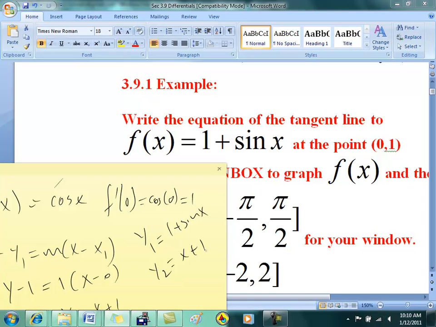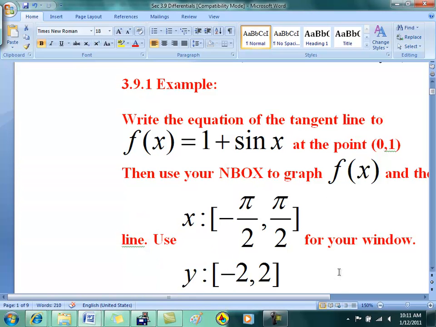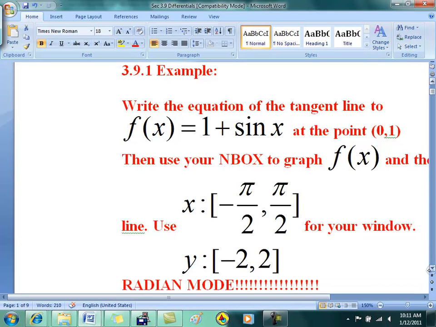Cosine of 0 is 1. The slope is cosine x, right? The derivative of 1 plus sine x is cosine x. And if x is 0, because you can see it right there, that's your x value, so cosine of 0 is 1. That's where I get 1 from. Your windows are specified right there. So can you please do that?